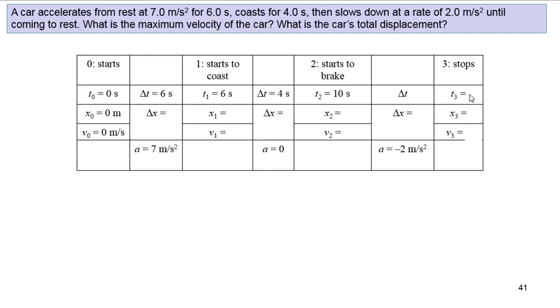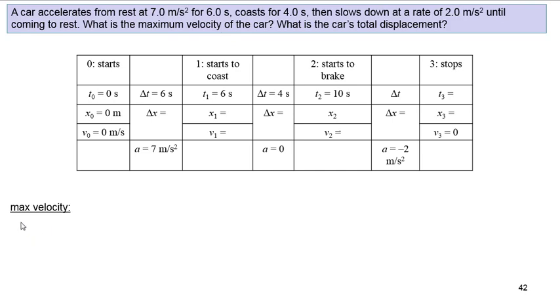I don't know what time it is when we stop. I don't know our position when we stop, but I do know my velocity. What's the velocity when we come to rest? Well, it's 0. Now that we've filled out as many numbers as we can, we can start to answer the questions they're asking. First, what's the maximum velocity of the car?